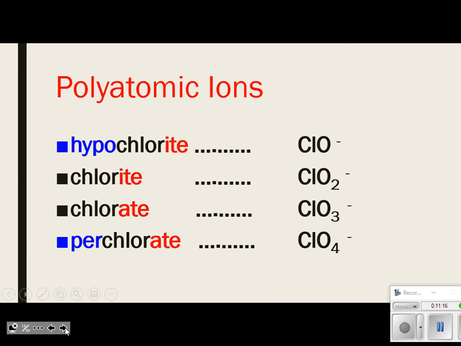So look up on the board here. We're talking chlorate right here. If I take one oxygen away, it is chlorite. So ClO3 minus 1 is chlorate. Take one oxygen away, ClO2 minus 1. If I take chlorate and add one oxygen, it's perchlorate. Perchlorate. If I take chlorite and minus one oxygen, it's hypochlorite.